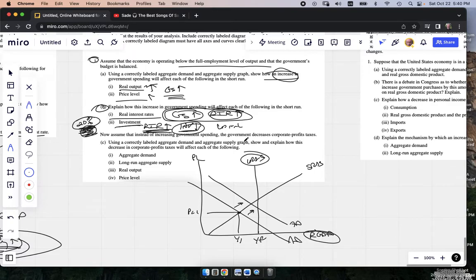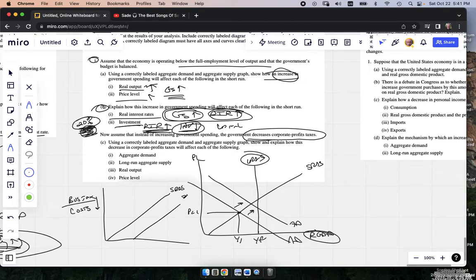Now assume that instead of increasing government spending, the government decreases corporate profit taxes. Tricky. So businesses are paying less taxes. Well, if business taxes go down, we should recognize that what that changes is our short-run aggregate supply curve, right? Business taxes or business costs, let's call them, go down, your short-run aggregate supply curve is going to shift to the right. Now, they're not asking us to draw this, but we should recognize that price level is going to go down, output's going to go up, right?